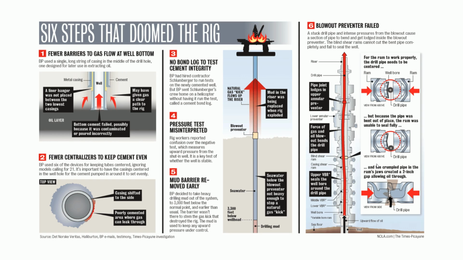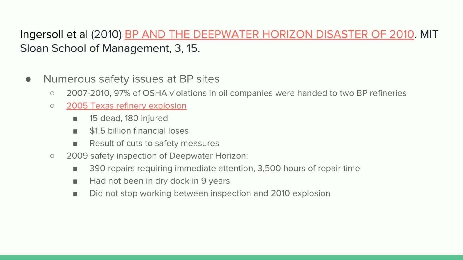A lot of the resources I have explain the background. So that's the technical details about what happened. A lot of the resources I give you explain both the historical background of BP and the technical response, and also the political and regulatory environment that contextualizes exactly what happened during this spill. The first, and I think the best of the resources I have, is this Ingersoll article from 2010, BP and the Deepwater Horizon disaster of 2010. This is the MIT Sloan School of Management article.